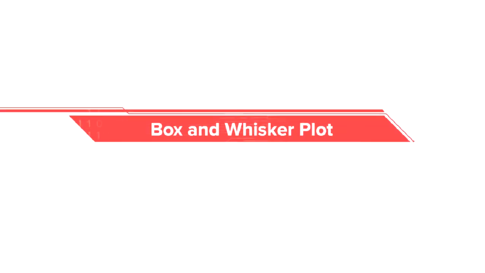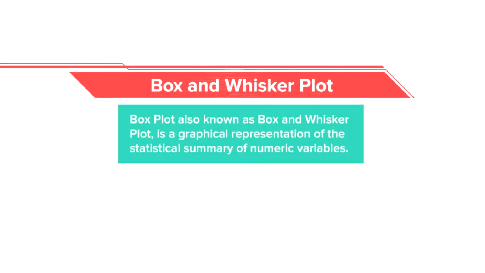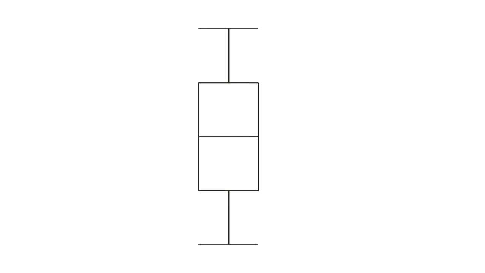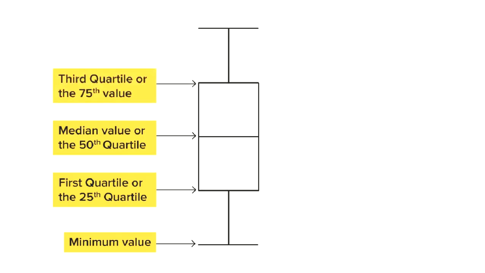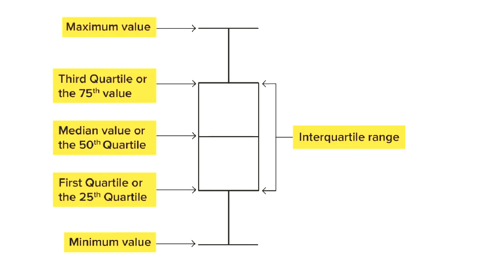Now let's look at box plots. Box plots, also known as box and whisker plot, is a graphical representation of the statistical summary of numeric variables. This graph is represented in a rectangular format, with adjoining whiskers at both ends and a line bisecting the rectangular block. From the graph, we can obtain the following: minimum value, first quartile or the 25th quartile, median value or the 50th quartile, third quartile or the 75th value, interquartile range, maximum value, outliers.